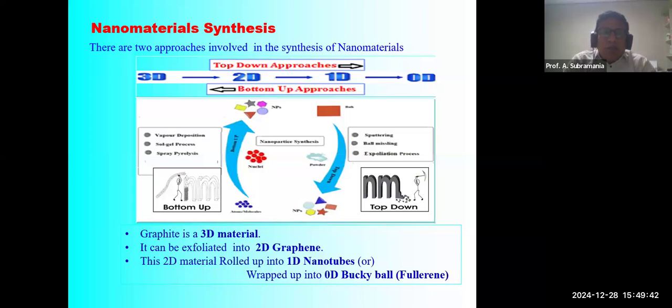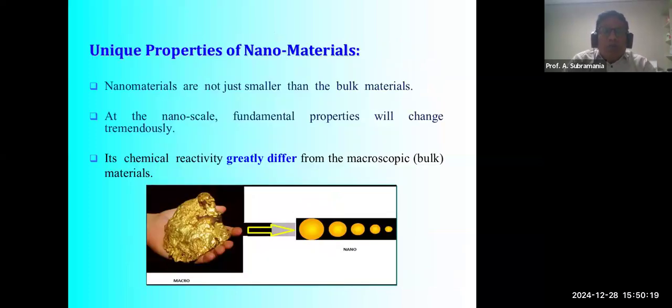So from a three-dimensional material, we can bring two-dimensional, one-dimensional, or zero-dimensional nanostructured materials. Similarly, in the bottom-up approach, from the atomic level, the molecules joined together will make zero-dimensional, one-dimensional, or two-dimensional materials. That is the bottom-up approach. So we are bringing the material into either one-dimensional, zero-dimensional, or two-dimensional form. That is the bottom-up approach.